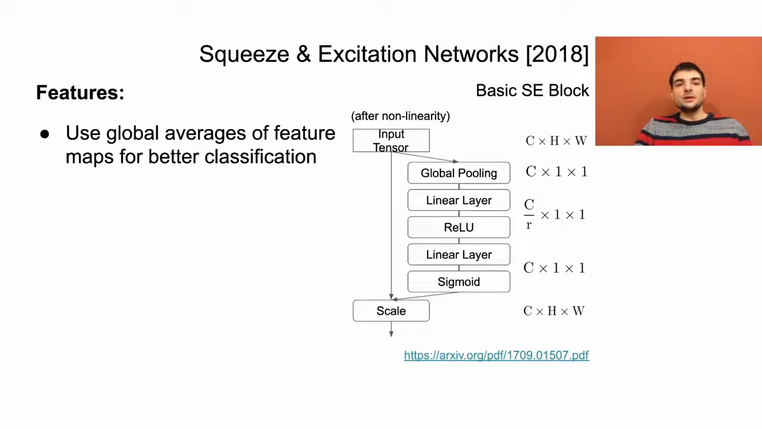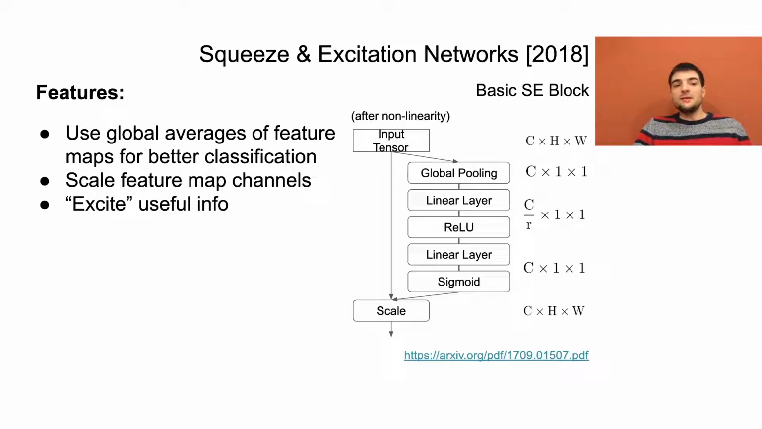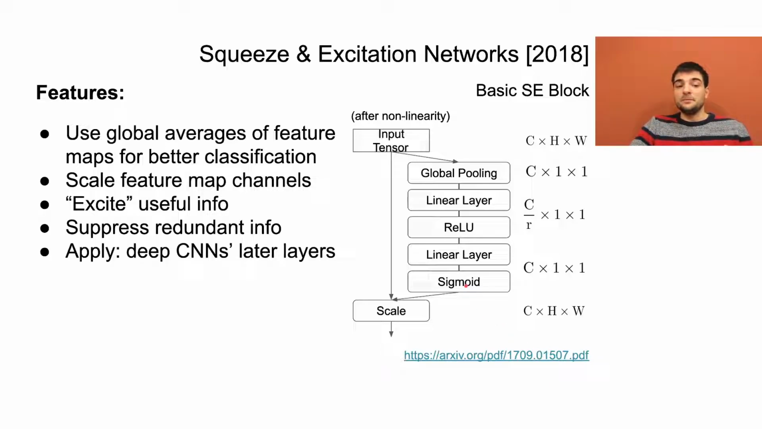And these networks used global averages of feature maps for better classification. They really achieved good results in classification. They just scaled feature map channels and excited useful information. So they tried to select useful information and suppress redundant information, and this paper is really interesting to read as well.